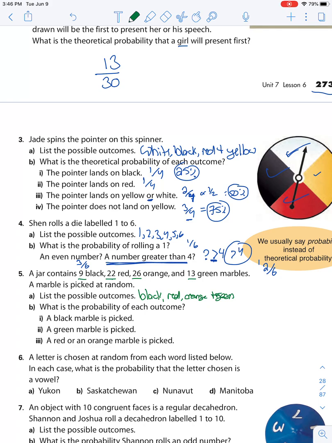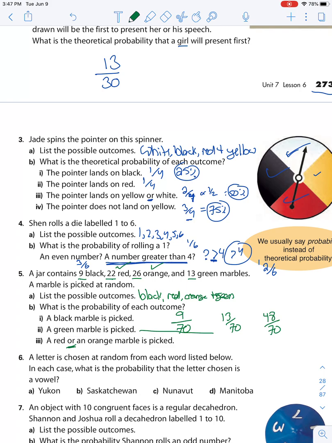So first of all, we have to add these up, right? So 9 plus 22 is 31. 31 plus 26 is 57. And then 57 plus 13 is 70. So out of 70, a black marble is picked, 9 over 70. Next, a green marble is picked. Let's see, we have 13 over 70. And then a red or an orange marble is picked. So that means we're successful if it's red or if it's orange. So that means we have 48 over 70.